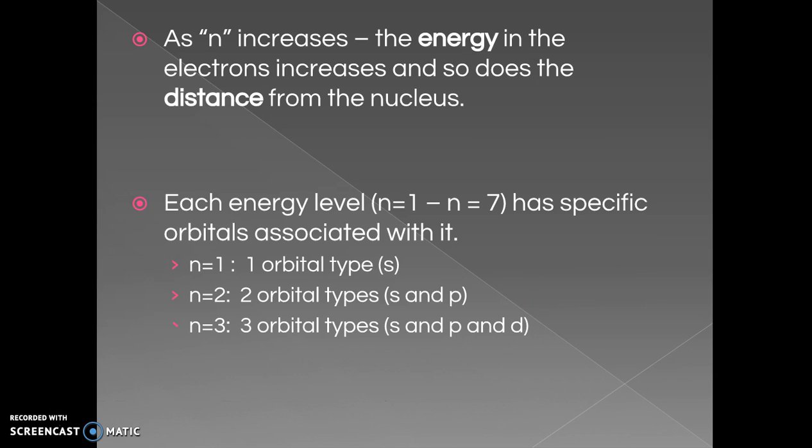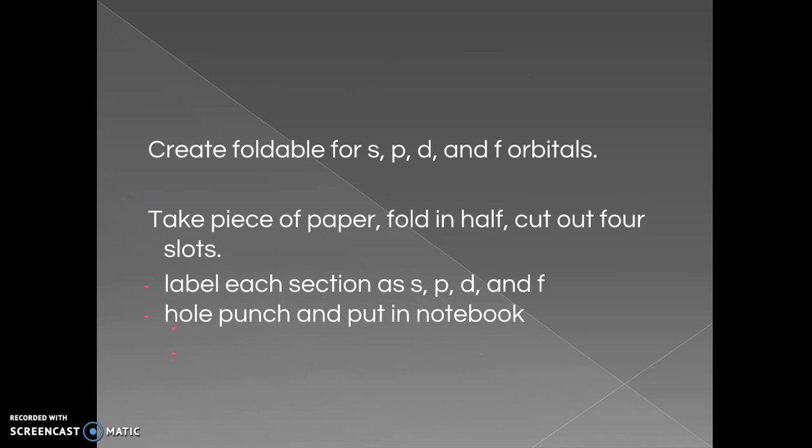N equals 3 has 3 orbital types that you can find at that distance. And n equals 4 through 7 each have 4 orbital types that you can find at that distance from the nucleus. So S, P, D, and F.